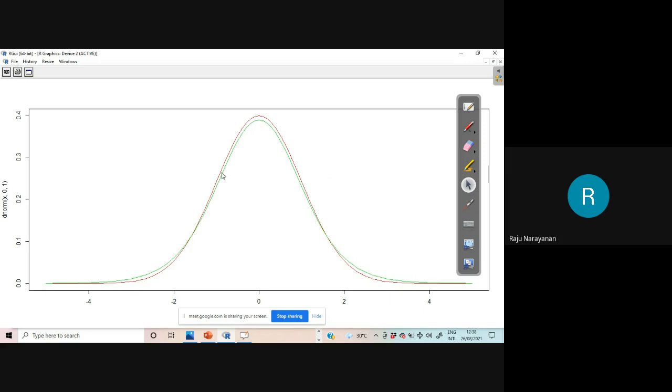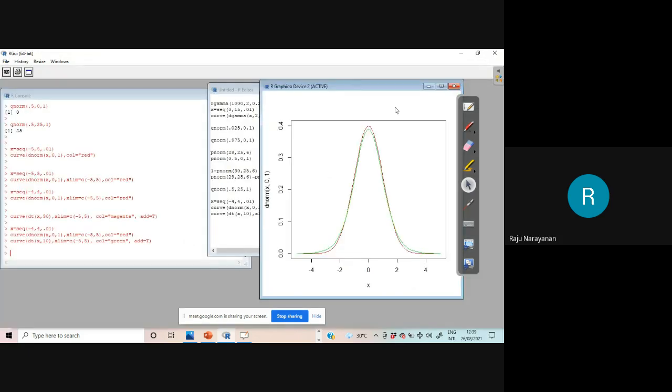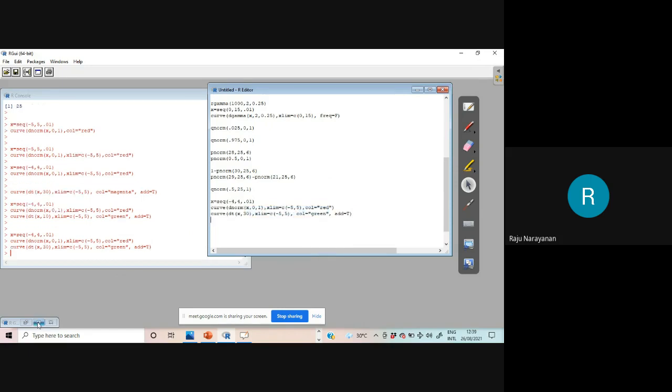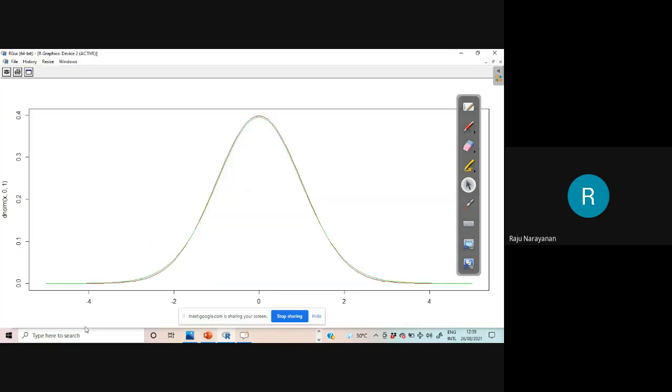Here you can see for small degrees of freedom, there's a gap. Here it's a thick tail. Now you look at large degrees of freedom. Instead of 10, you take 30. You see, it is very difficult to identify the gap. T and normal coincide.